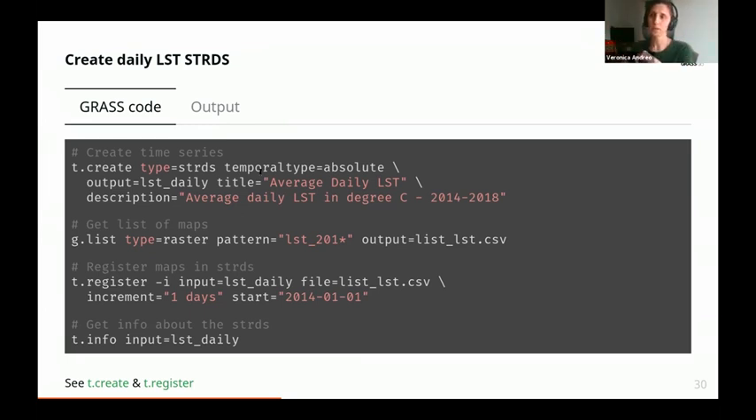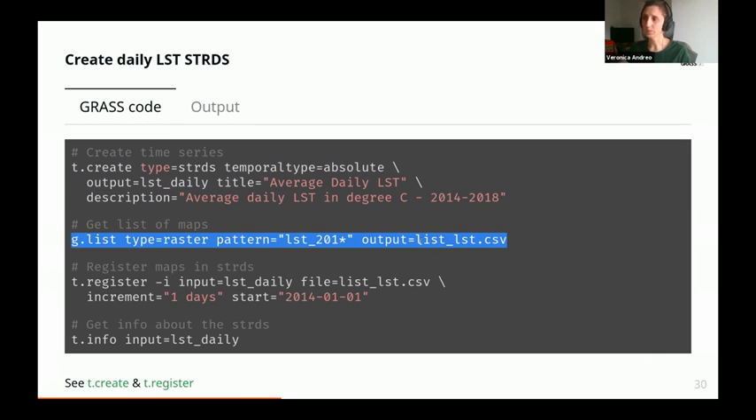So as I was showing in this plot with the framework, we first create the table in which we will be registering the maps, okay? So we say it's a raster time series with absolute time. We put a name to it. It will be LST daily, a title and a description. Okay, so we have daily LST, average daily LST in Celsius from 2014 to 2018.